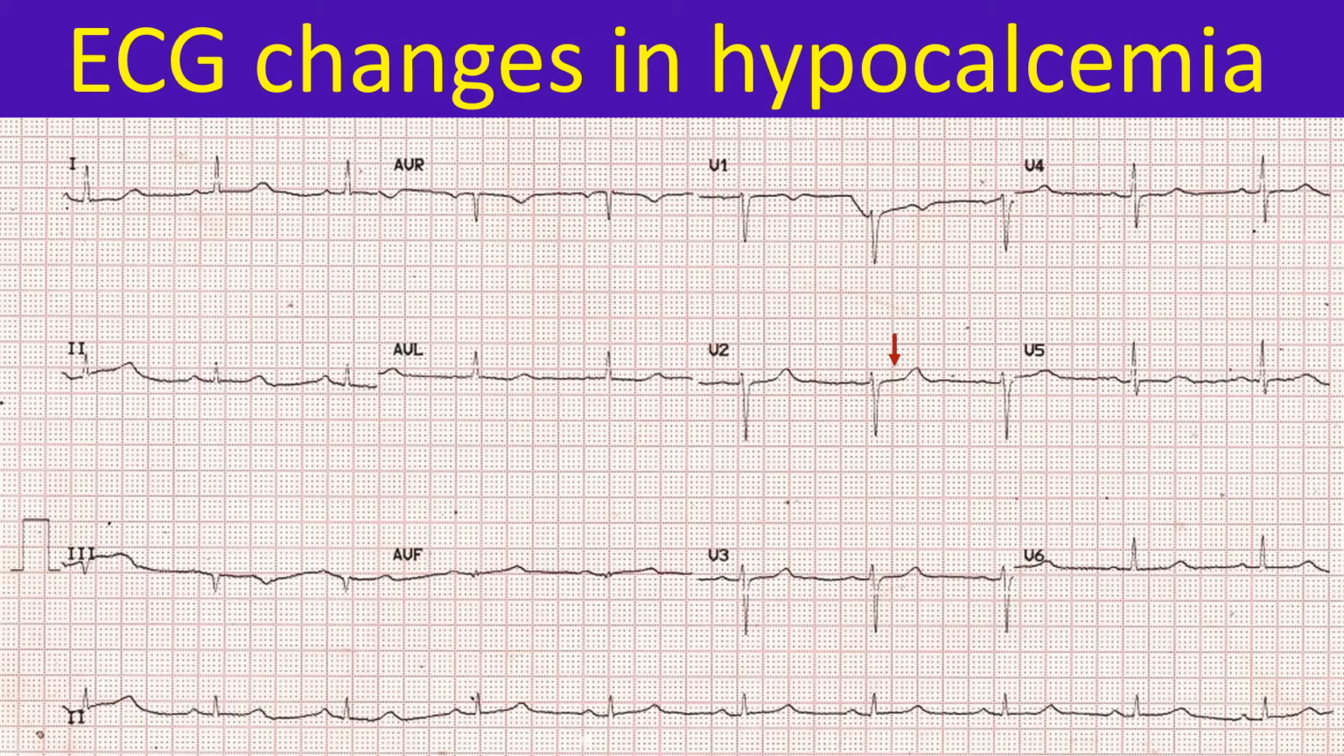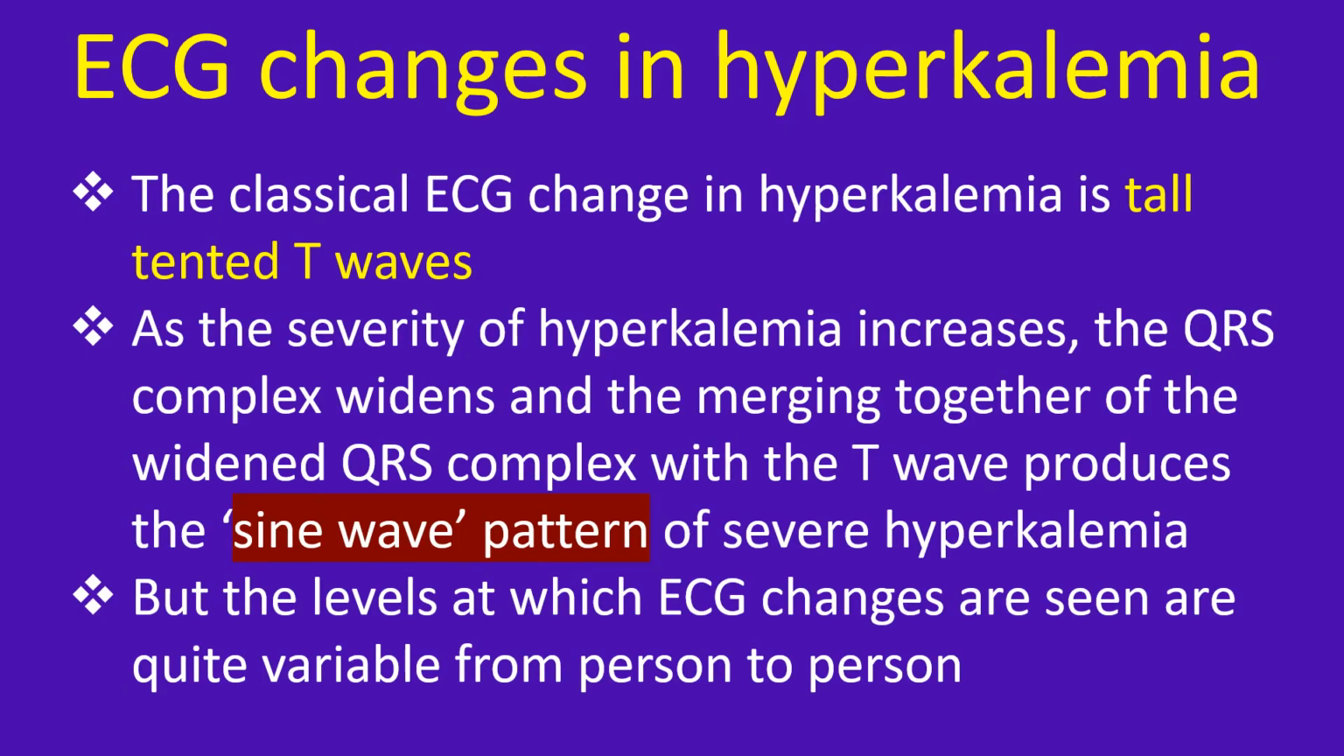ST prolongation as a cause of QT interval prolongation is less common than other mechanisms of QT prolongation. ST segment roughly corresponds to the phase 2 of myocardial action potential, and ST prolongation without QRS widening or T-wave widening is classical of hypocalcemia. The classical ECG change in hyperkalemia is tall, tented T waves.